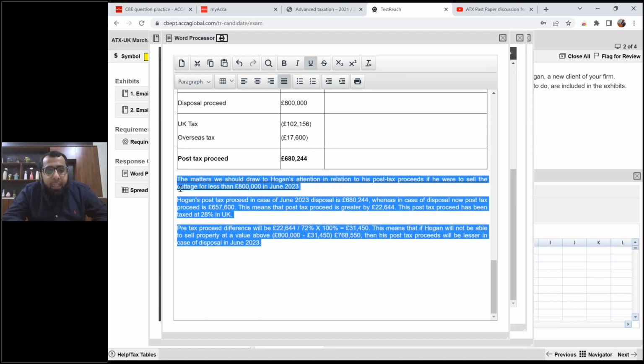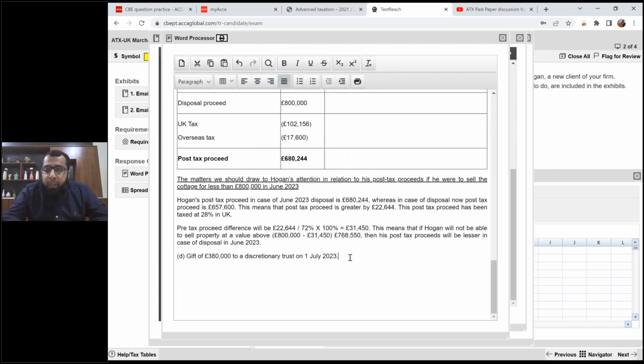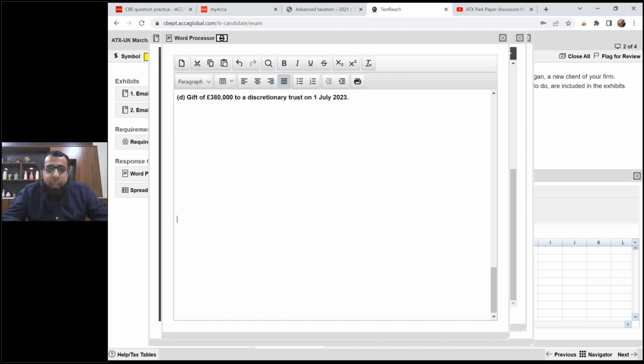Now let's move forward towards the last requirement, which is the gift. This is also a very easy requirement. Gift of 380,000 to a discretionary trust. It's a 7 marks requirement. But before going for it, we'll take a small break because I know that by now your batteries have run out. So let's take a break of 15 minutes.